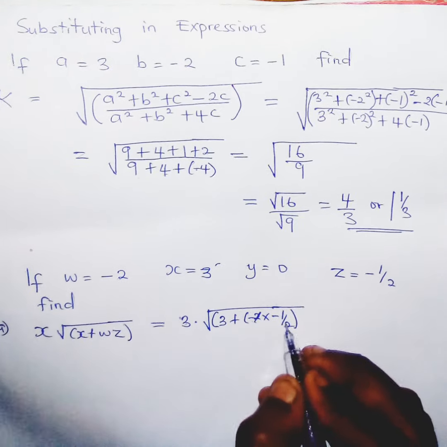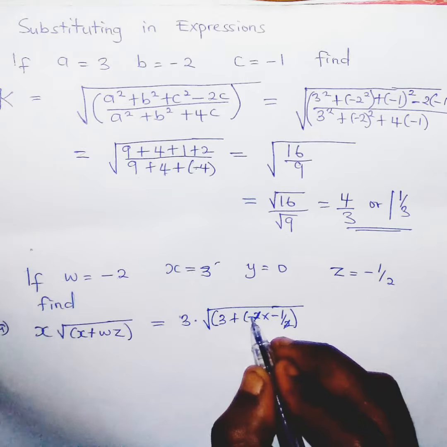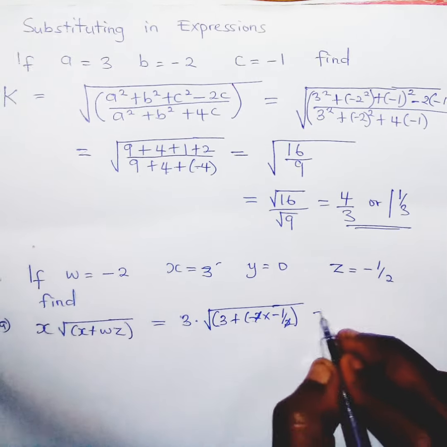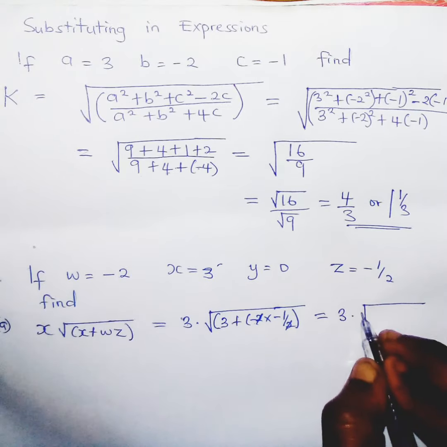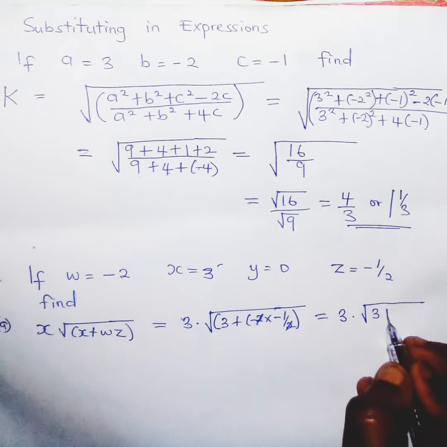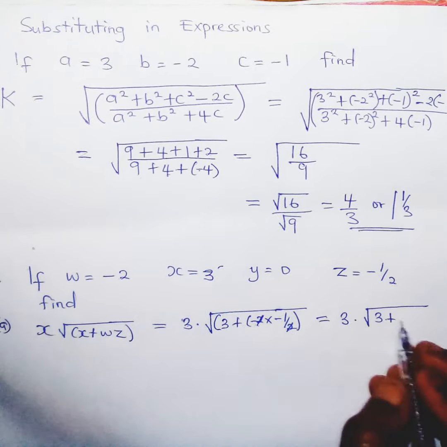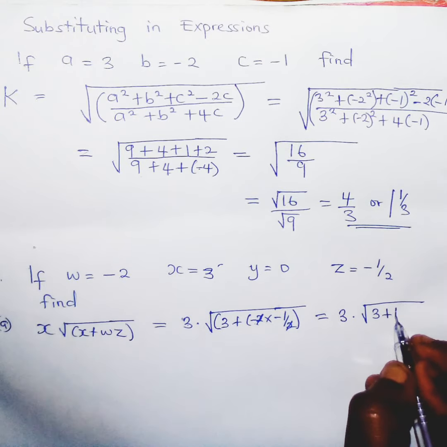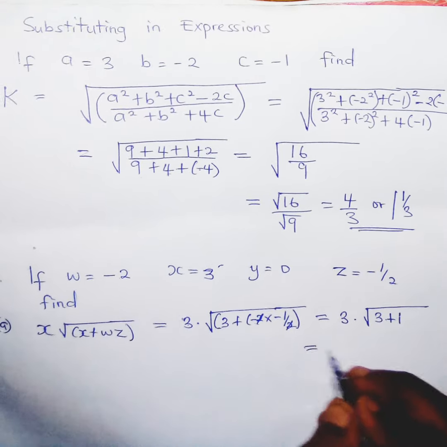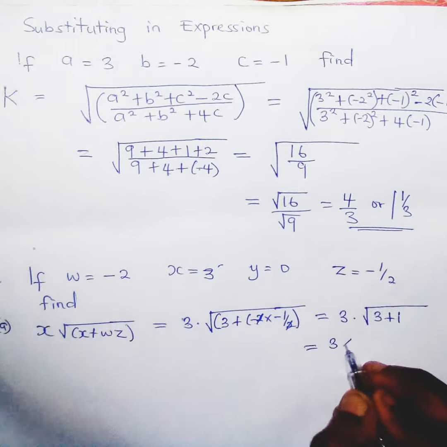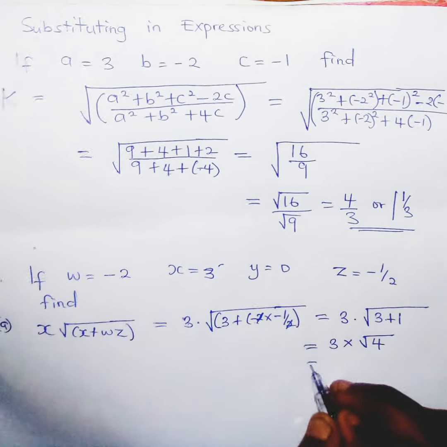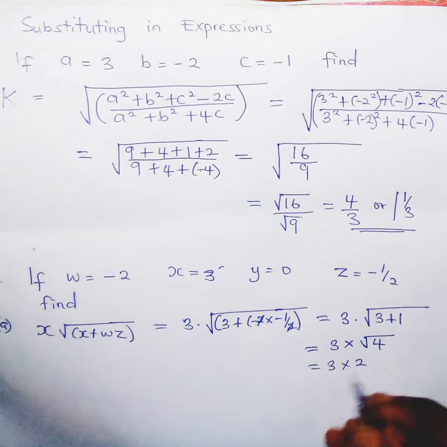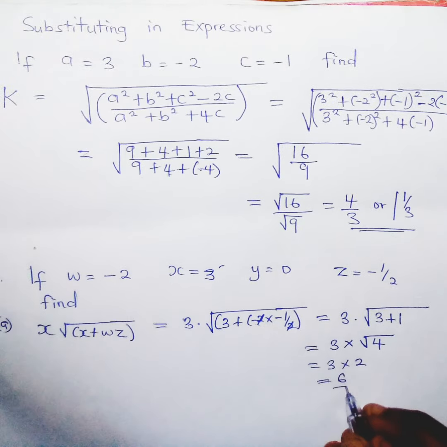So these 2 will cancel out these 2, and we are left with minus times minus 1. So this will give us 3 times square root of 3 plus minus 1 times minus 1 is 1. So square root of 3 plus 1, and this will give us 3 times square root of 4, which is 3 times 2, and the answer is 6.